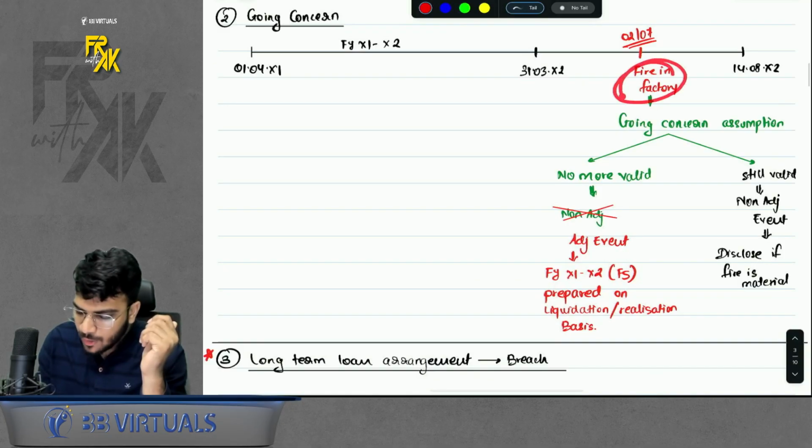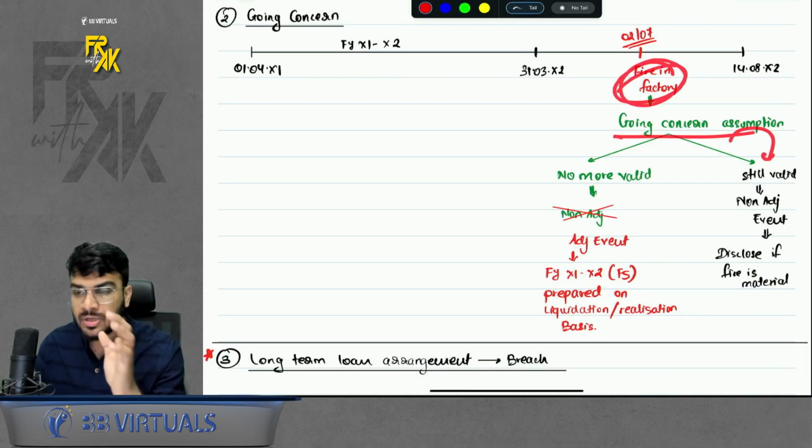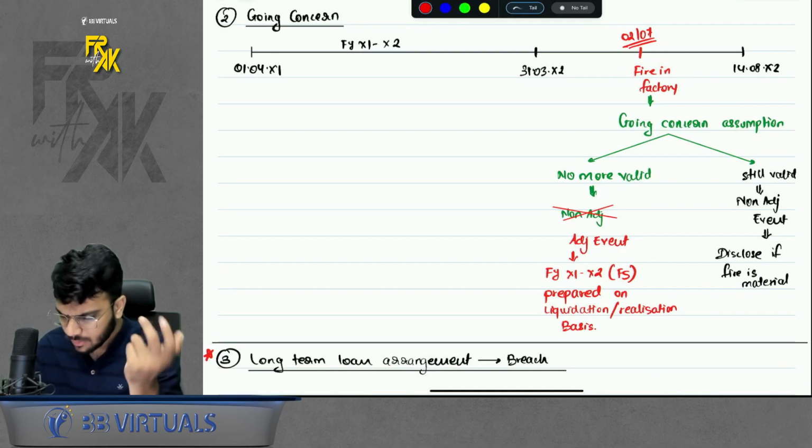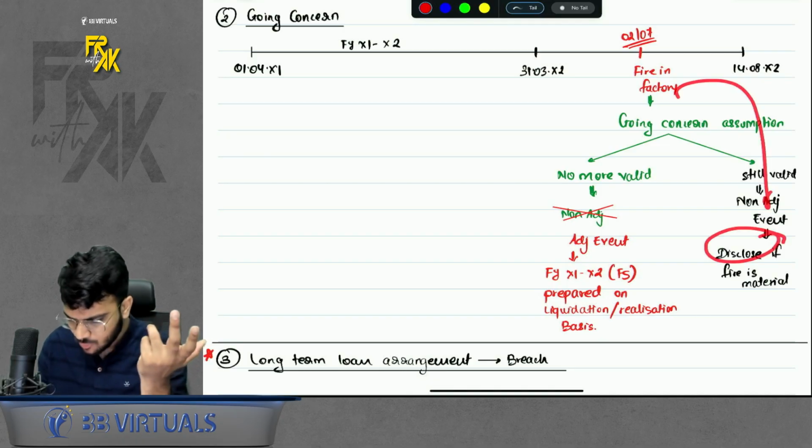What if because of this fire, my going concern assumption is not affected and it is still valid? Then it was a non-adjusting event. Disclose only if material.